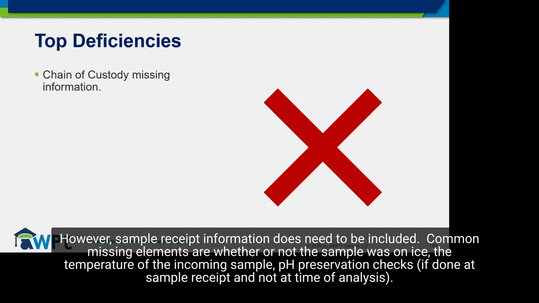Common missing elements are whether or not the sample was on ice, the temperature of the incoming sample, and pH preservation checks if done at sample receipt and not at the time of analysis.